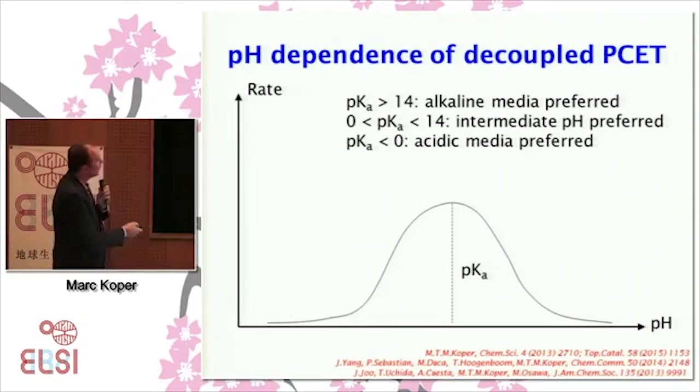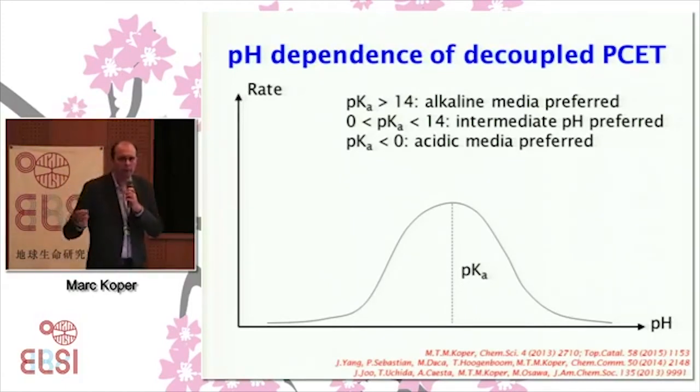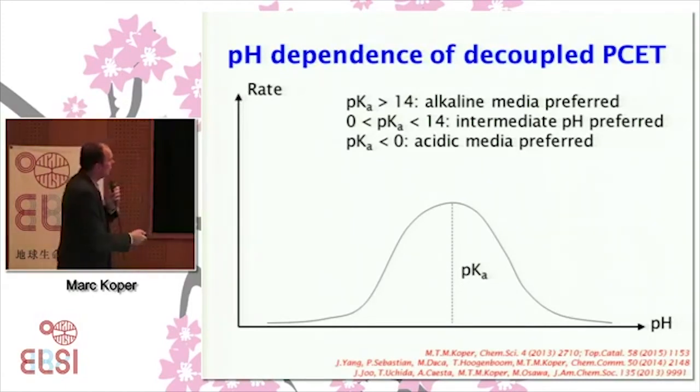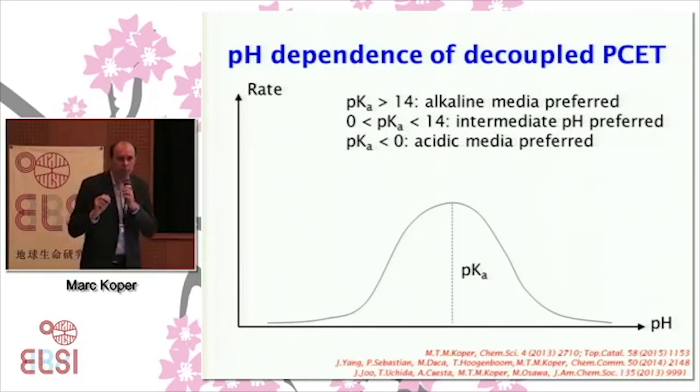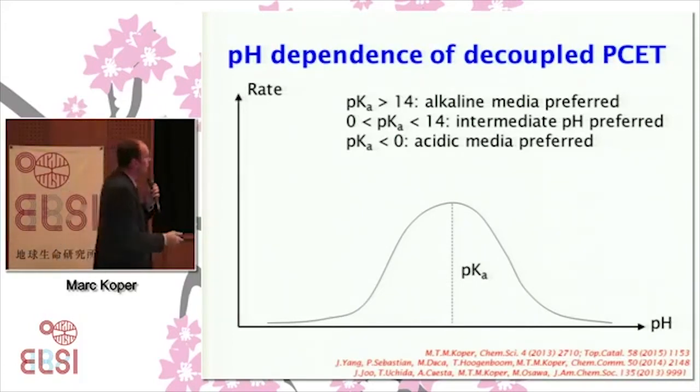So what I'm saying is that once I have this decoupled proton-electron transfer in my mechanism, there's going to be an optimal pH. And so if I look at the rate at a fixed thermodynamic driving force, I should say that this rate is at the same thermodynamic driving force for every pH. It's very important to take that into account. Then there's going to be an optimal pH, and that optimal pH is going to be very close to the pKa of the acid-base equilibrium in the mechanism.